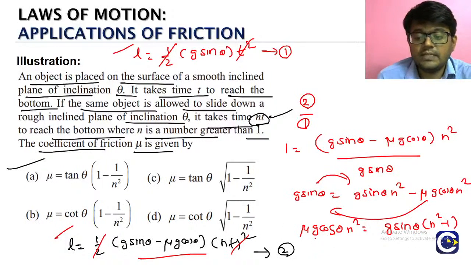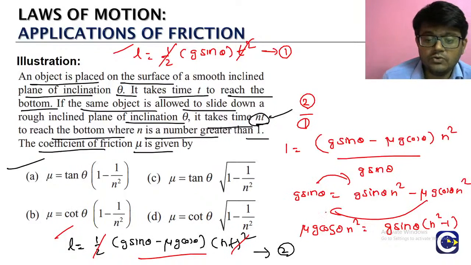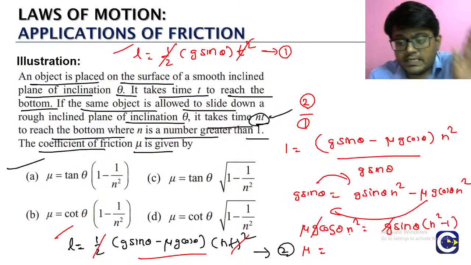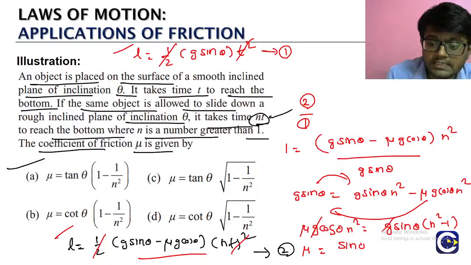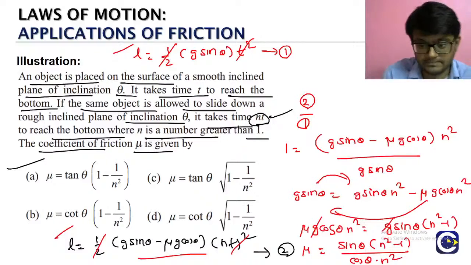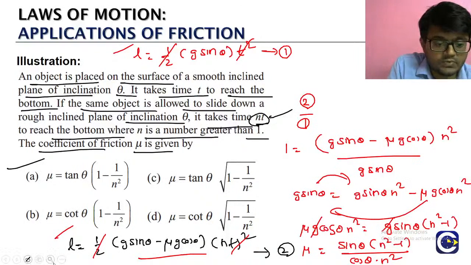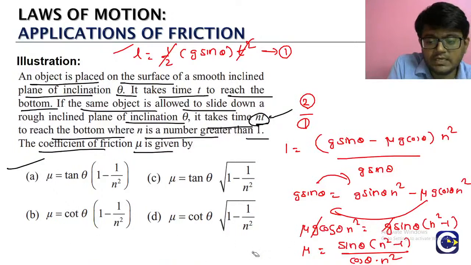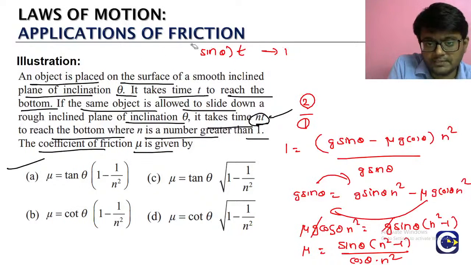So from here we have to get the mu value, right? So what is the mu value? But before we get the mu value, we can cancel the g off. Then mu will be equal to what? The cos theta into n square will go to the denominator that side. Sin theta into n square minus 1 by cos theta into n square. So check it guys, mu will be equal to sin theta into n square minus 1 divided by cos theta into n square.